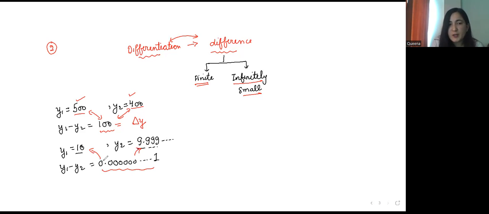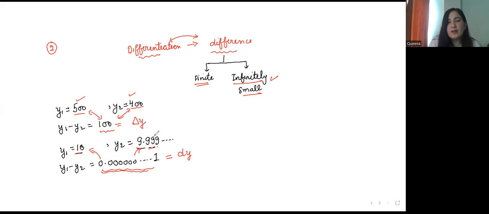So these kinds of differences, where the difference obtained is very, very small as compared to the original numbers, are known as infinitely small differences, and we denote this kind of difference by a different letter, that is d. So if I write dy, then it means that there is a very, very small change in the value of y. Whereas if I write delta y, then I mean that there is a finite difference in the value of y. I hope it is clear.